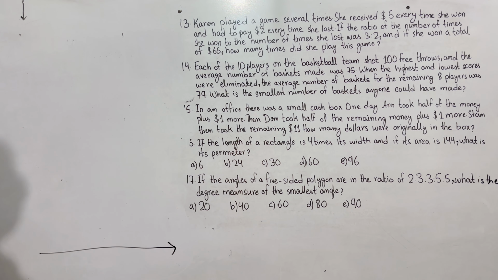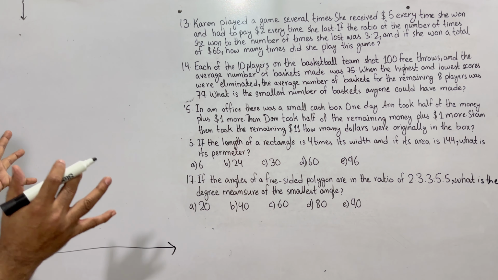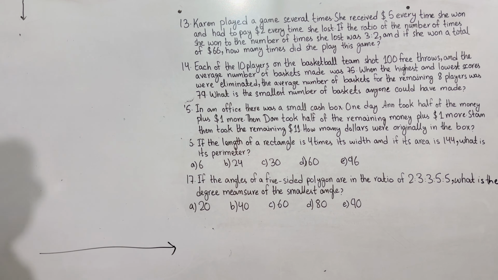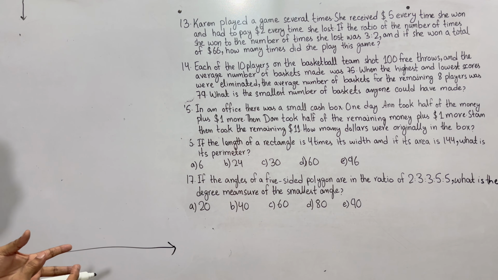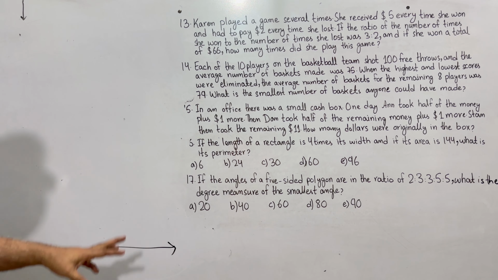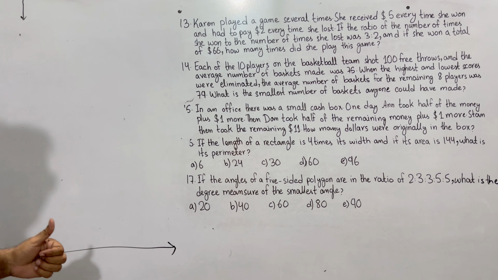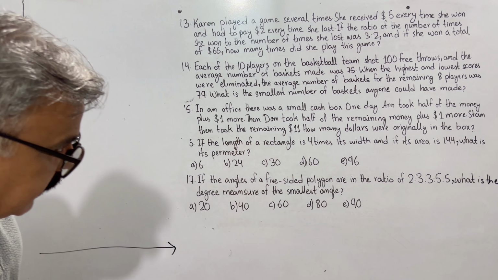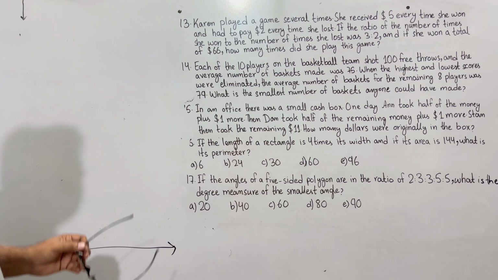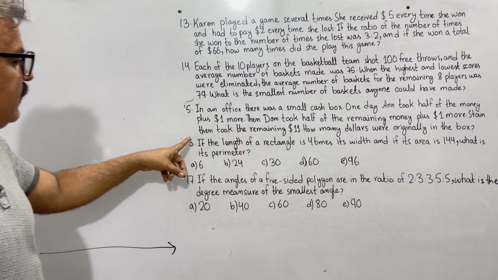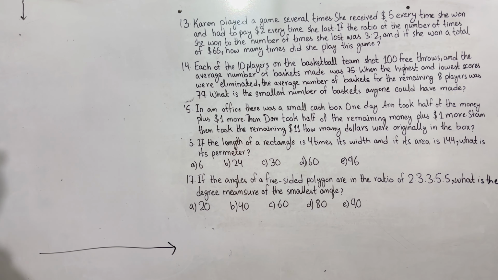In an office, there was a small cash box. One day Ann took half of the money plus one more. Then Dan took half of the remaining money plus one. And finally, Stan took the remaining $11. How many dollars were originally in the box?